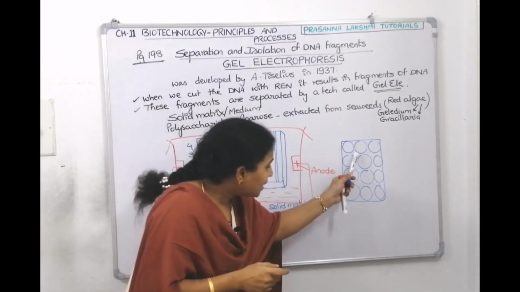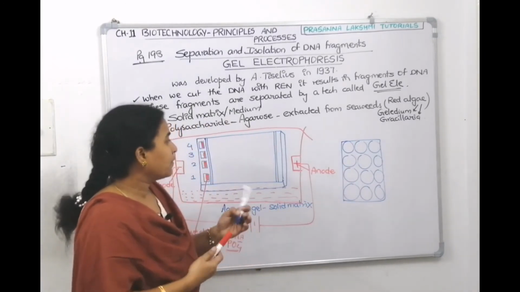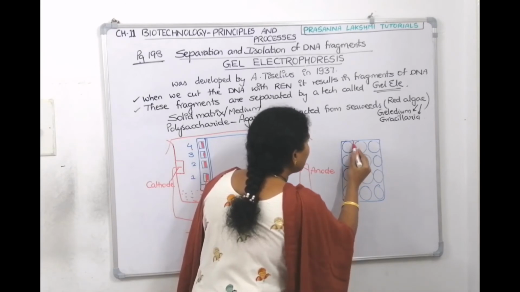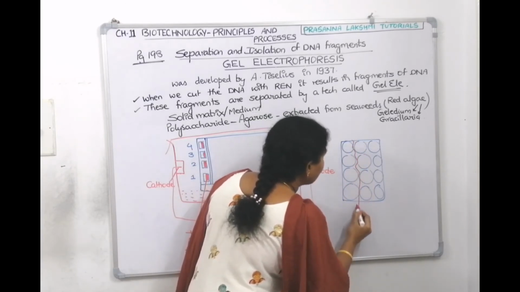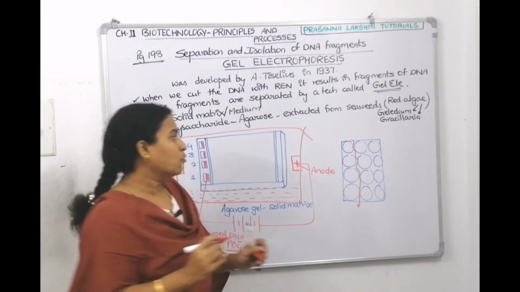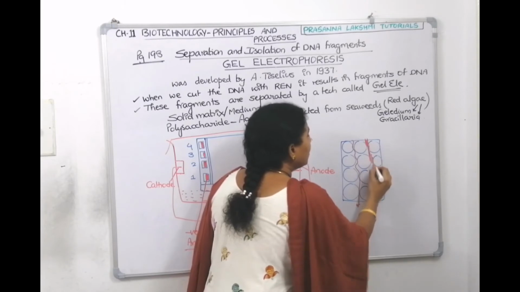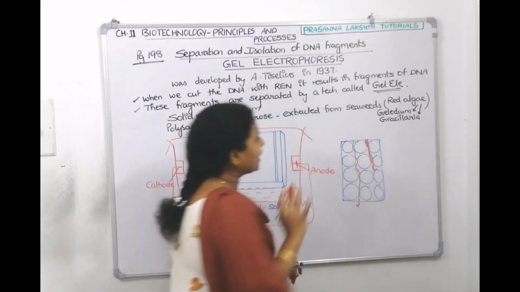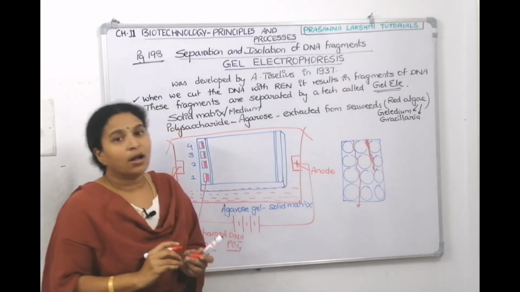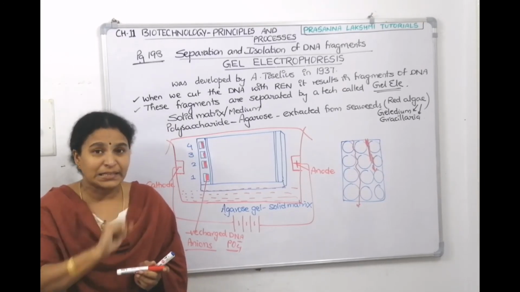Now, through these tiny sieves, through these tiny pores, if the DNA is smaller, it can move faster. If the DNA is bigger, it will also move, but it will take some time. The bigger DNA moving through the pores will take some time. But if the DNA is small, it can easily pass. Separation is done based on its size.